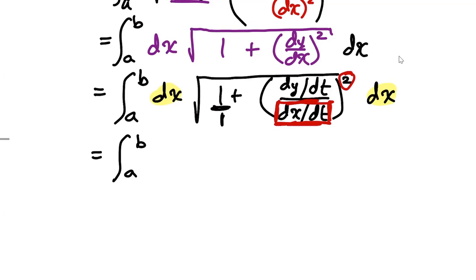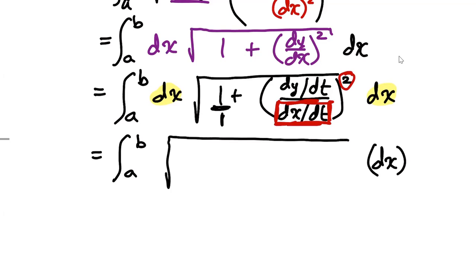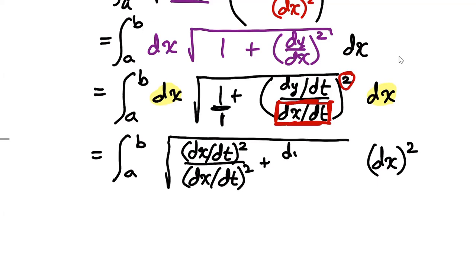All right, a couple of algebra steps here combined, but it should be okay. So we have a dx on the outside. I'm going to have (dx/dt) squared over (dx/dt) squared, that's to get my common denominator, plus (dy/dt) squared over (dx/dt) squared. Poor quality underlining there, so let me fix that.